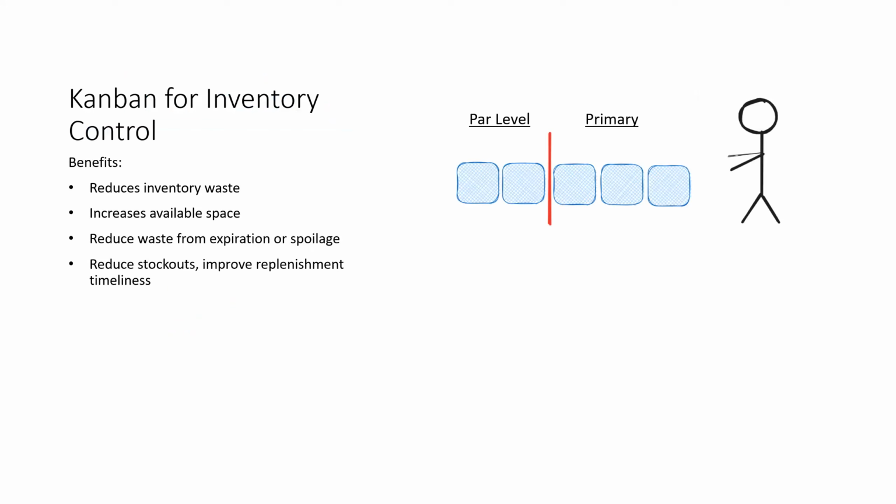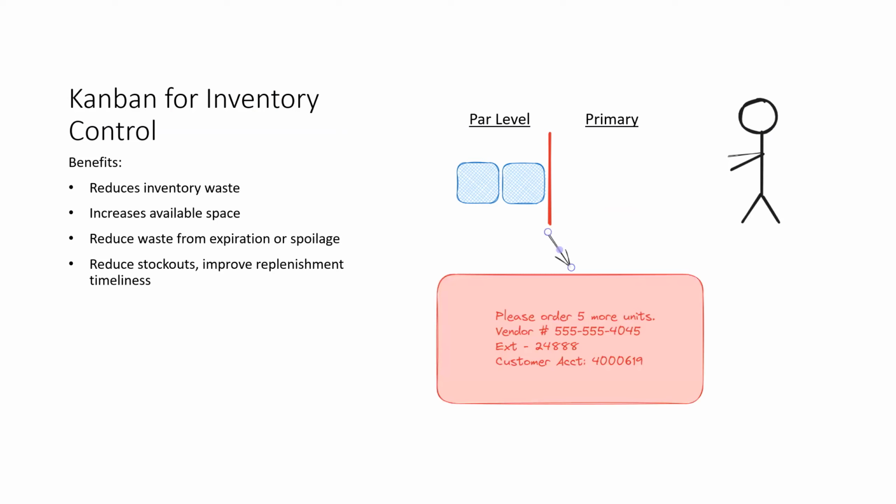To help demonstrate the benefits of a Kanban system, let's look at it in this illustrated model. Recall that Kanban means signal board or card, and in this case, a physical card is placed within the inventory itself. All inventory before the card is called the primary stock, while the inventory behind it is called the par level stock. Once inventory has been utilized down to the par level, a card will become visible, and the last user to draw down the inventory is expected to use that card to place an order for replenishment.